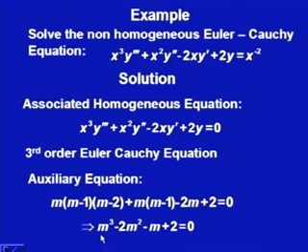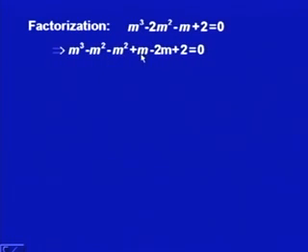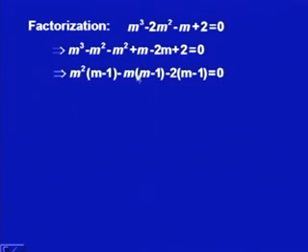So, this is the auxiliary equation. We have to find the roots of this equation, so that we can determine the solution of this Euler-Cauchy equation. So, factorization: we see that 1 would be one root. So, we write it as m cube minus m square plus m minus 2 m plus 2 is equal to 0. Taking m square common from the first two terms, minus m common from the second two terms, and minus 2 from the last two terms, we get m minus 1 into m square minus m minus 2 is equal to 0.